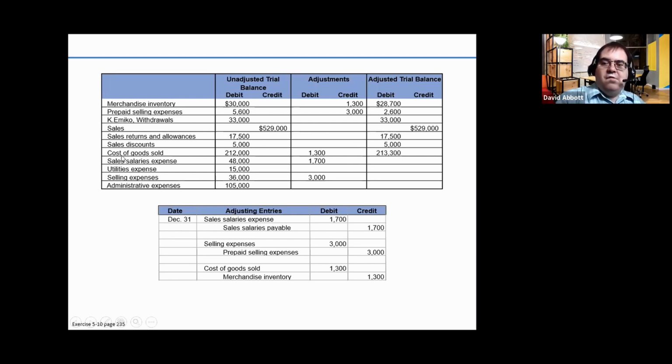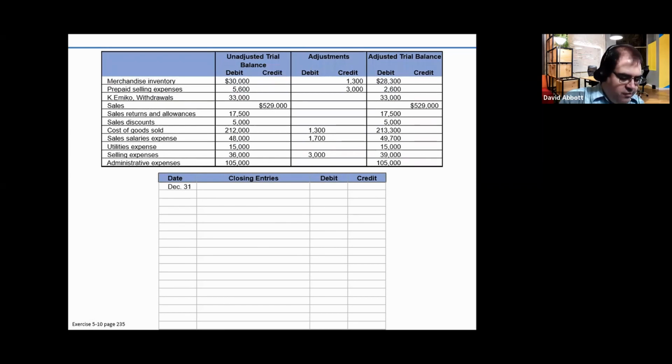Now here what we have to do is the cost of goods sold. We have originally $212,000. Since it's a debit, we're going to add 1,300 to it because somewhere along the way we lost some of our inventory. So now we have cost of goods sold of 213,300. Same thing here, sales salaries 48,000, but then you're adding the 1,700 to it. That comes out to 49,700 for the sales salary expenses. Utilities are the same, we just carry it over. Selling expenses, you're adding 3,236, so now it's 39,000, and the administrative expenses you just carry over. So we have now done our adjusting entries.